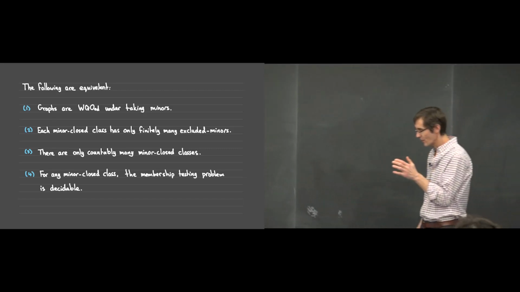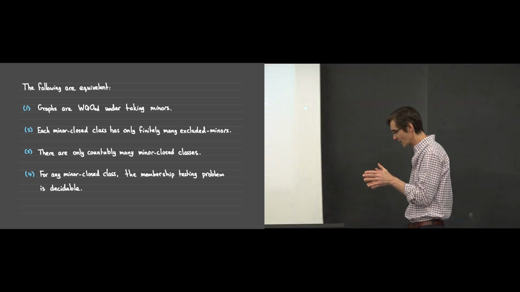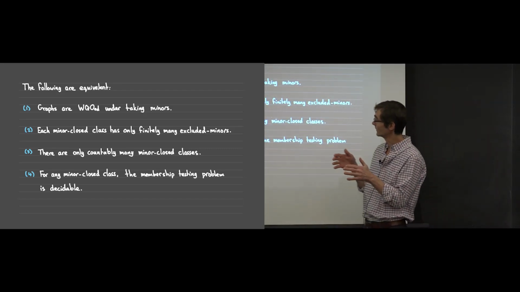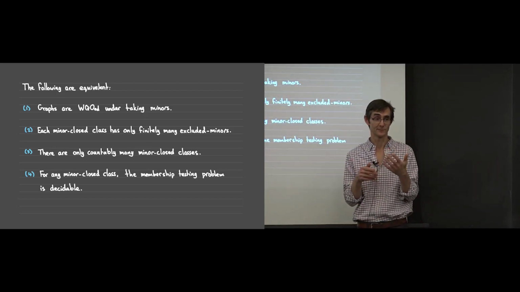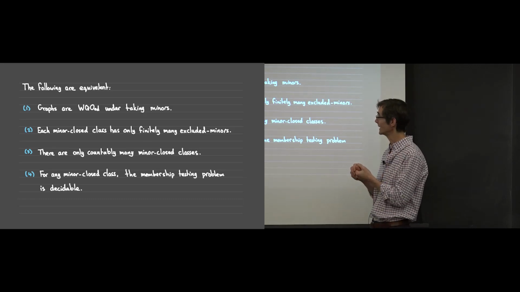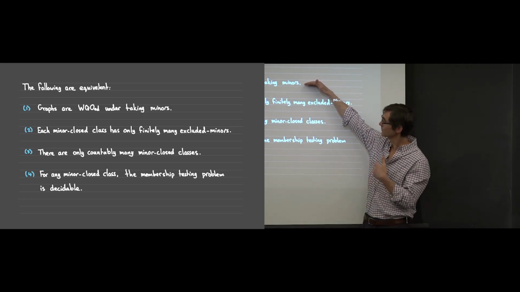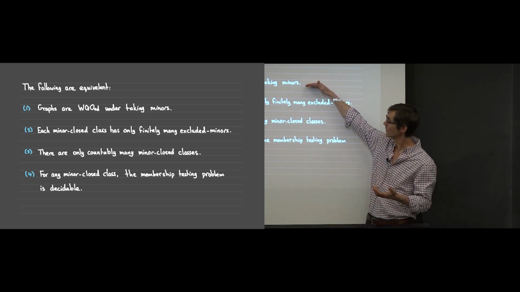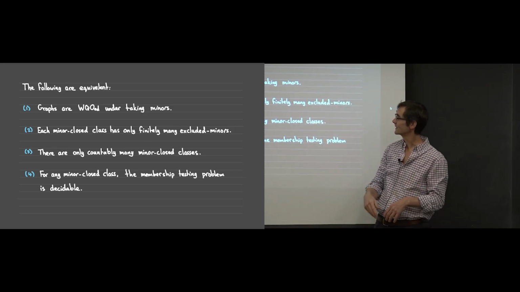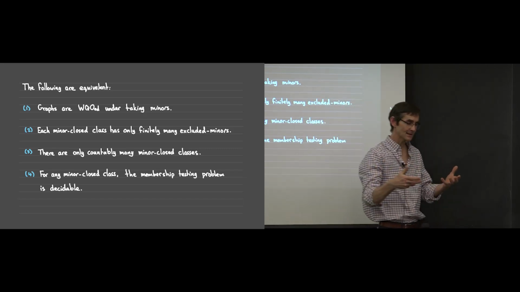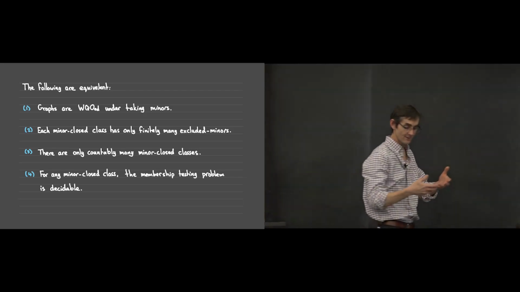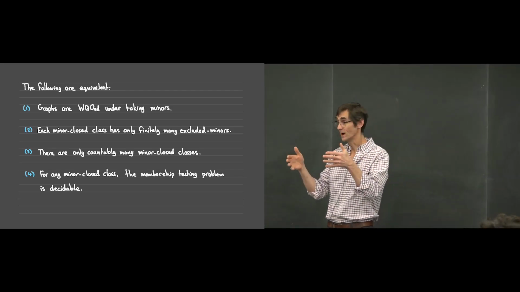And for those of you who aren't used to thinking about well-quasi-ordering, let me show you a couple of equivalent statements of that theorem just to convince you that well-quasi-ordering is a really nice thing to have. So this is the usual statement of the graph minors theorem that I just showed you: the set of graphs is well-quasi-ordered under taking minors. That's equivalent to saying that if you give me any minor-closed class, it's described by a finite list of excluded minors.